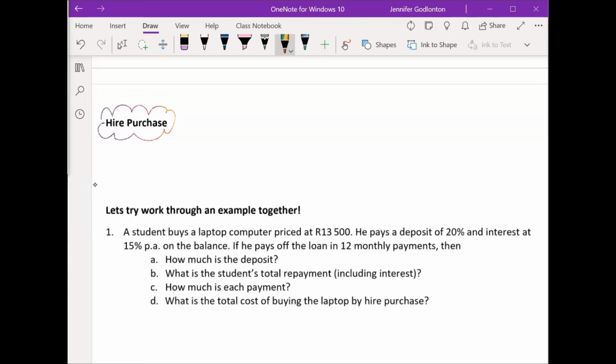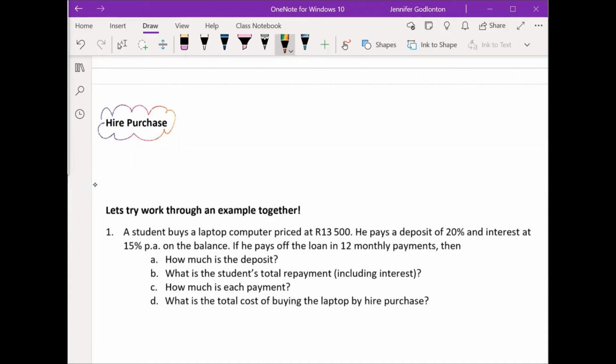It's not really a word we use in real life, though. Hire purchase is basically if we can't afford something straight away, and so we pay for it monthly. Like if any of you are on cell phone contracts, for example, you don't pay a big amount for your cell phone right in the beginning.